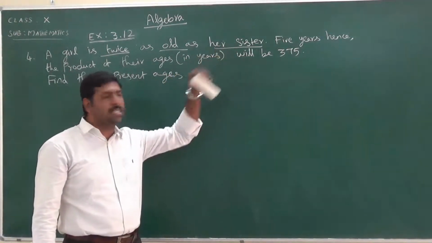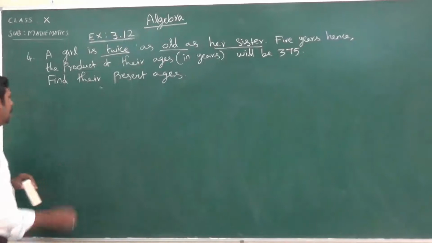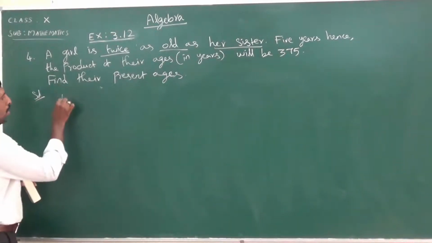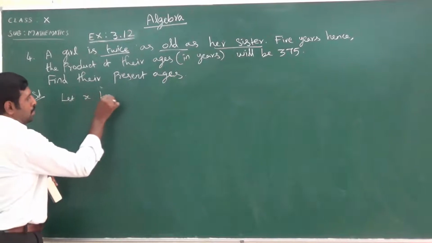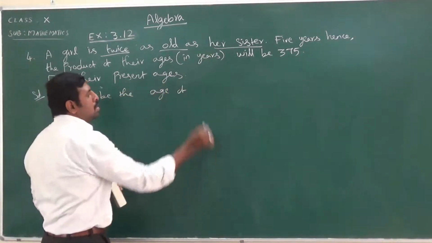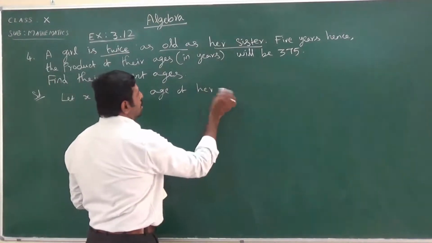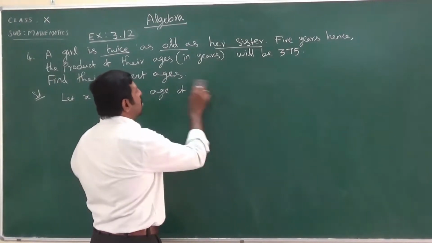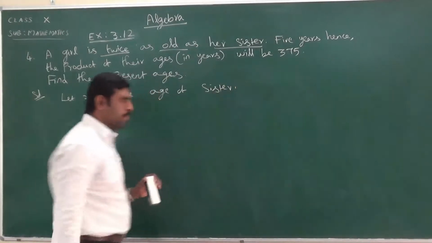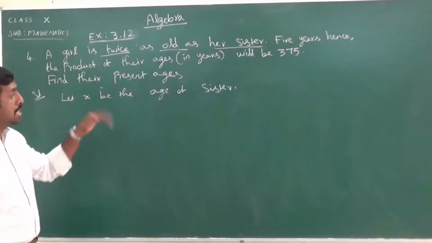We don't know the girl's or the sister's age, right? So let me take her sister's age as x. That is the unknown value, right? Let x be the age of her sister.